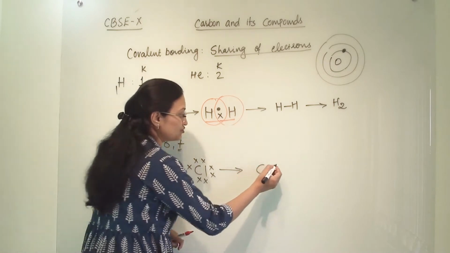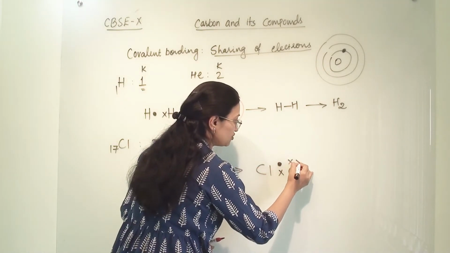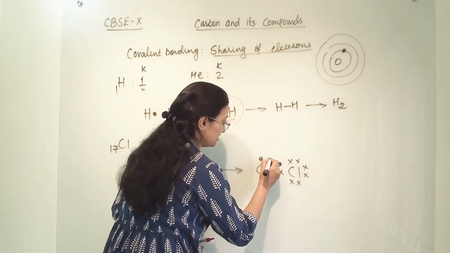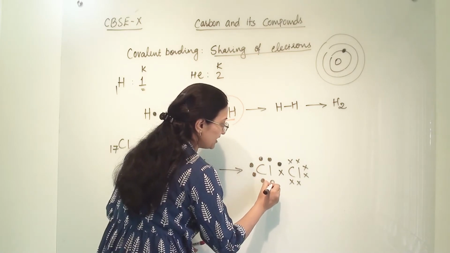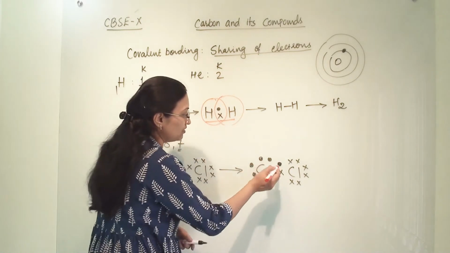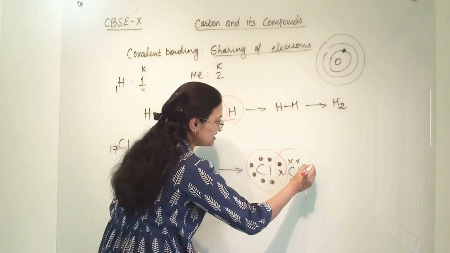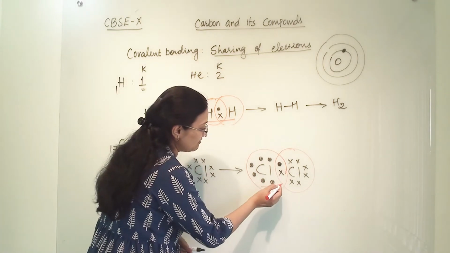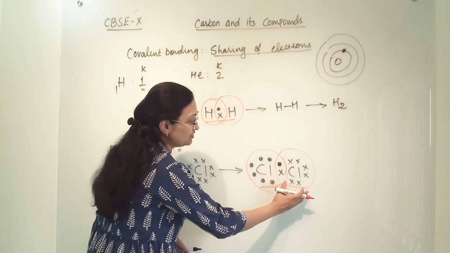Now let us show that they are sharing 1 electron. The rest of the electrons we show as they are. Here we are separating the 2 chlorines' electrons, one with dots and another with crosses. Again we show that these are the shared electrons. These two electrons will behave as if they are with this chlorine, and these two electrons will behave as if they are with this chlorine.